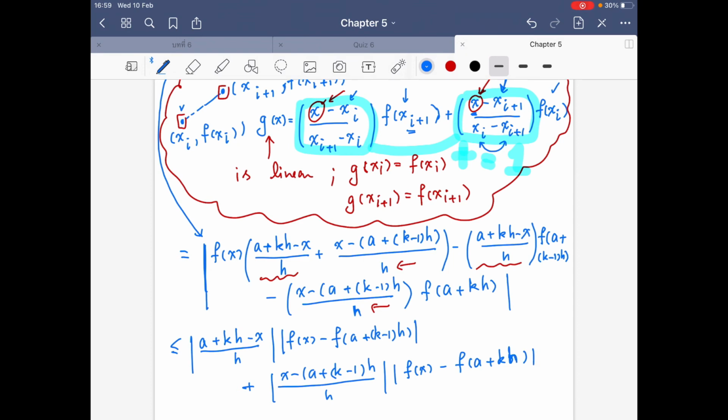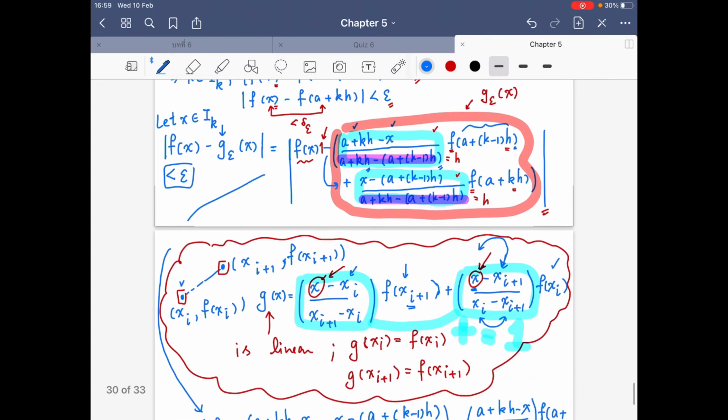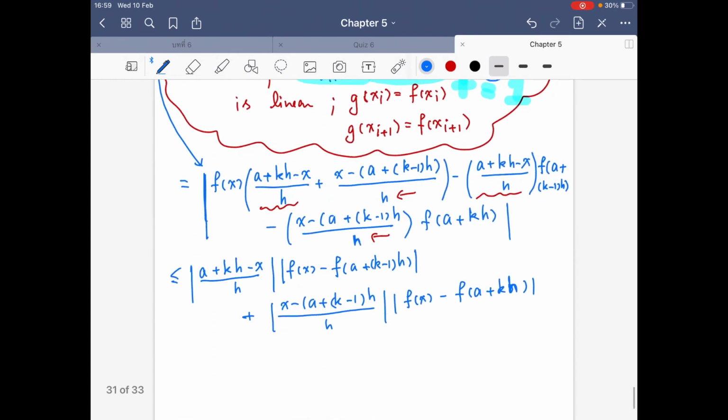okay. Don't forget that right now your x is each element in each subinterval, okay, on each subinterval. So on each subinterval, because your x is in each subinterval, then what is the distance between the two values in the subinterval, because this one is the right end of your subinterval, right?